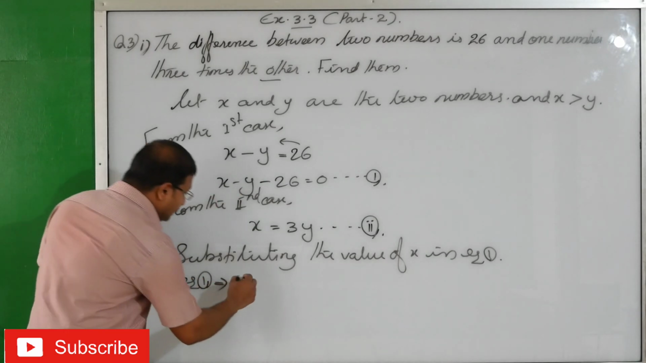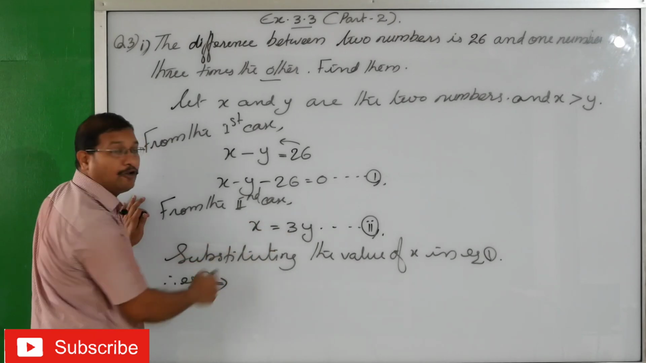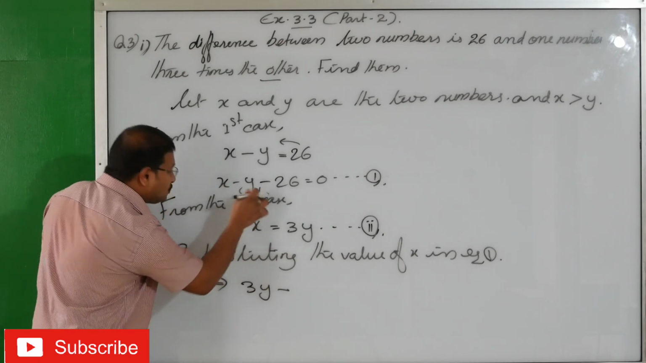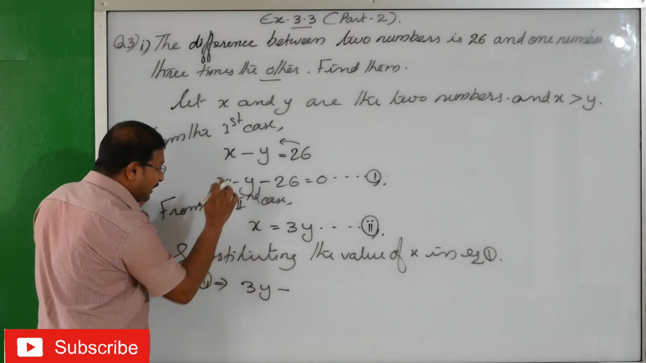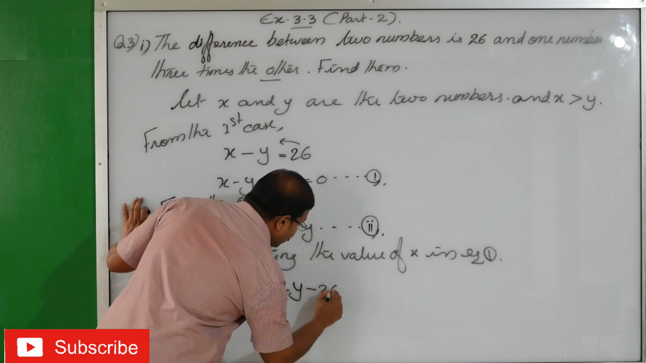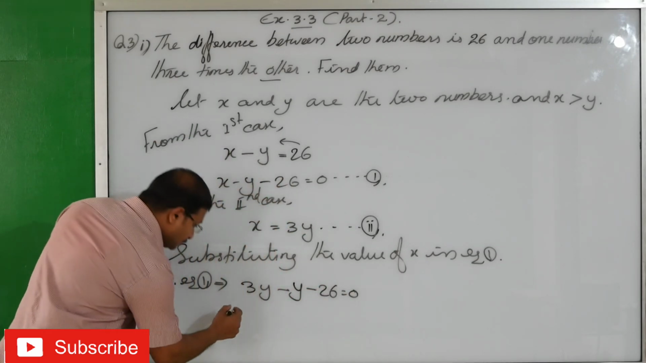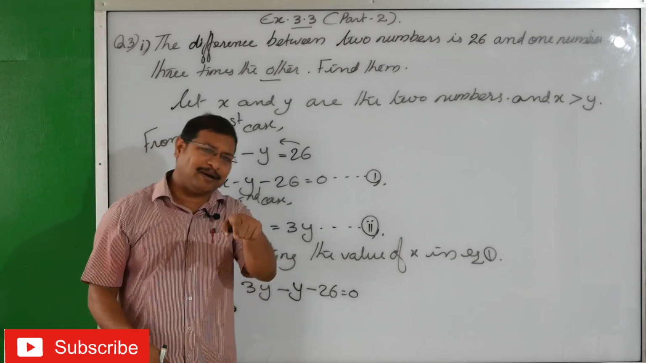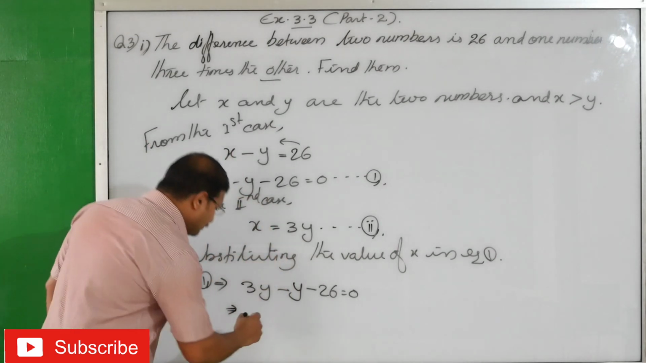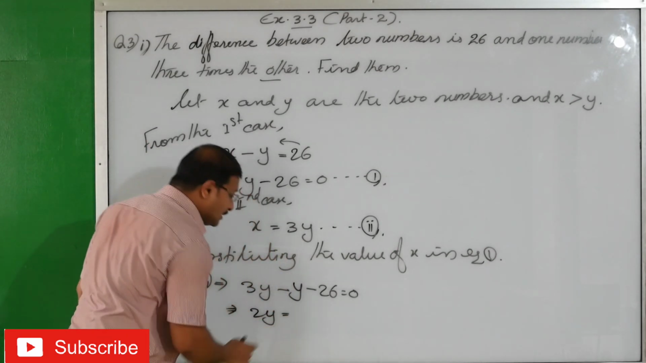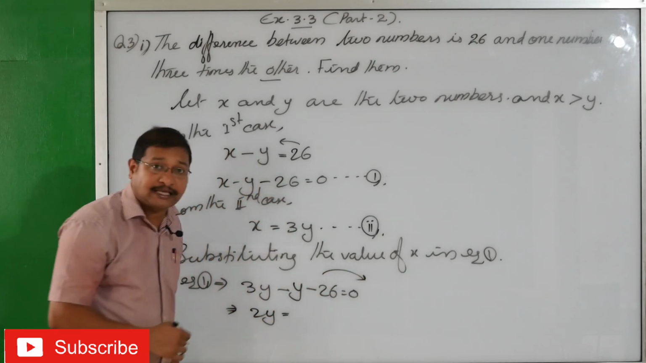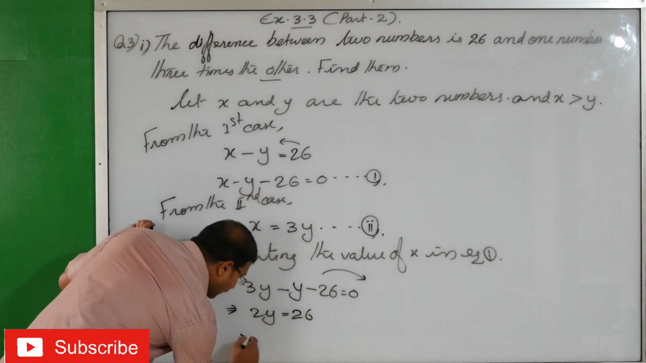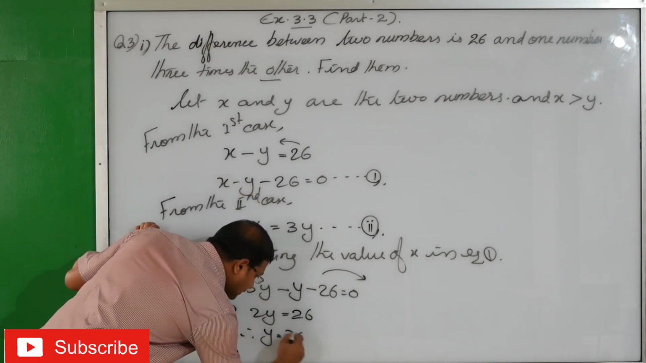see, what is the first equation? x minus y. So in place of x, what will you write? 3y, isn't it? So in place of x, we will write 3y minus y minus 26 equals 0. This implies 3y minus y. 3 mango minus 1 mango. 3 minus 1, that is 2. That means we will write 2y equals, this minus 26 will carry to the next side, plus 26. Ready? Therefore, 2y equals 26.